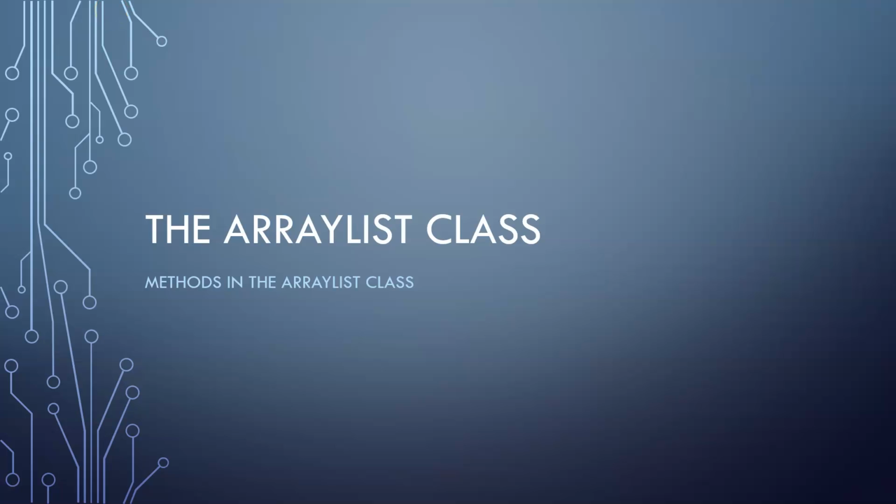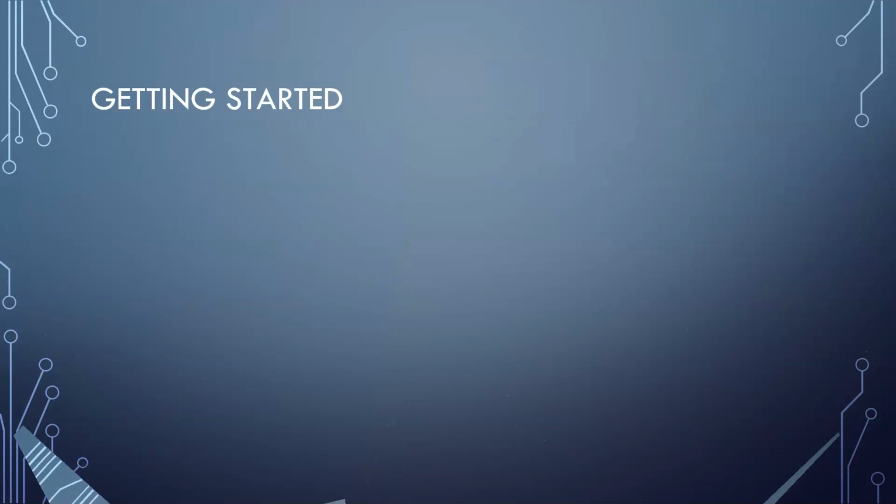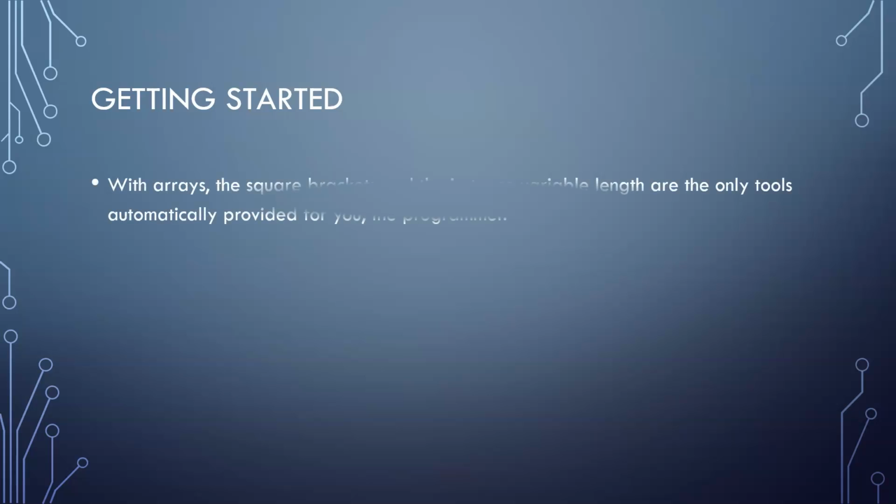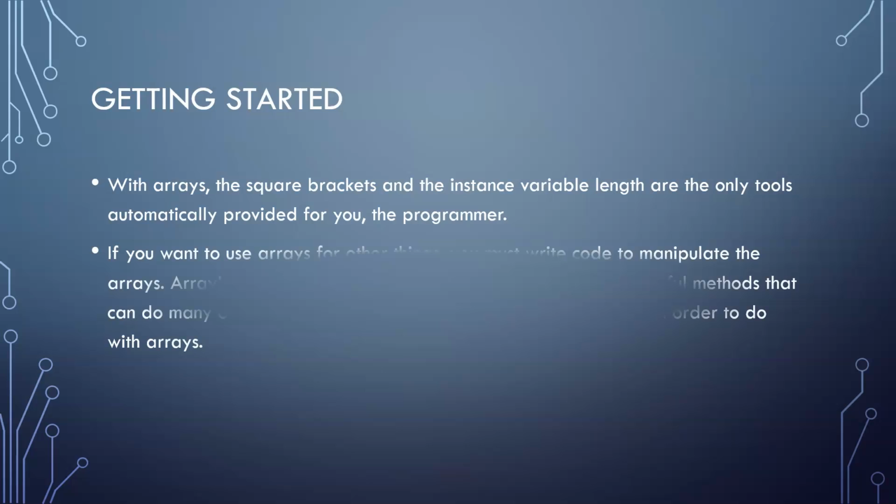And welcome, students, as we continue to discuss the ArrayList class. Yesterday we got a good look at the class itself, but now let's actually examine the methods that exist within the ArrayList class. So getting started here in today's lesson, with arrays, you'll remember that the square brackets and the instance variable length are the only tools automatically provided for you, the programmer.